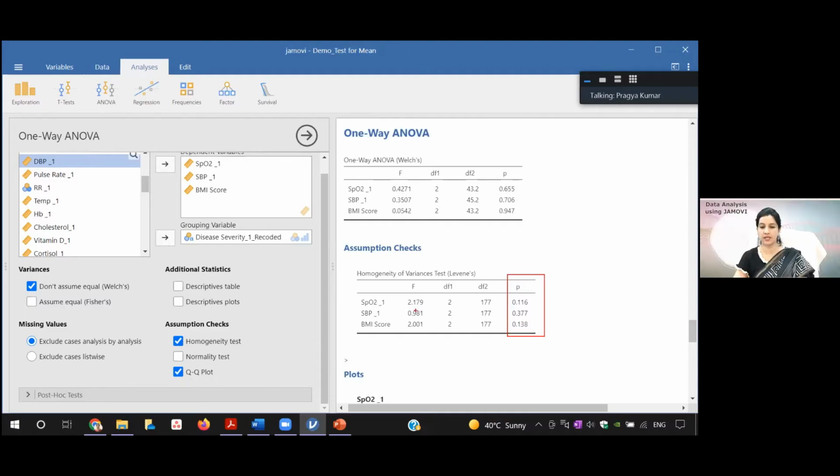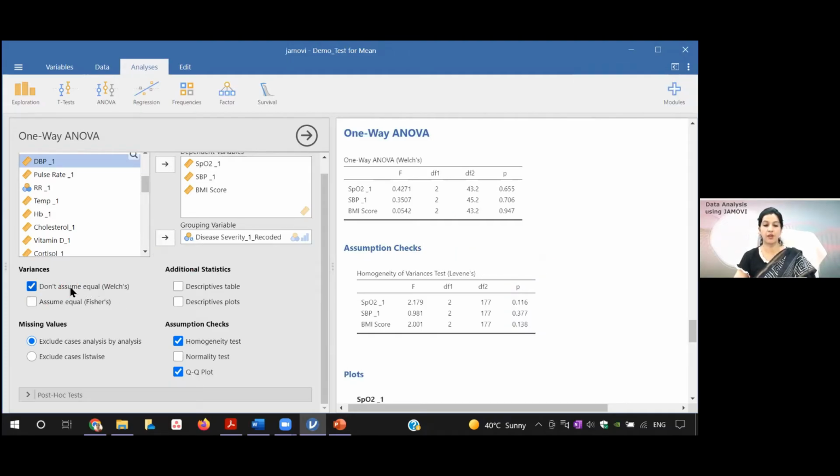So that means we don't have to go for the Welch. So here it is, don't assume equal, Welch. So I have to assume equal. This is the Fisher. So it has got an equal variance.